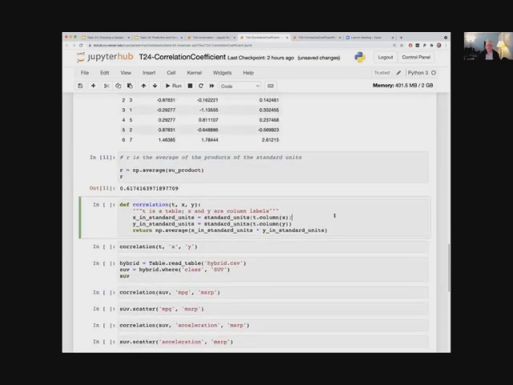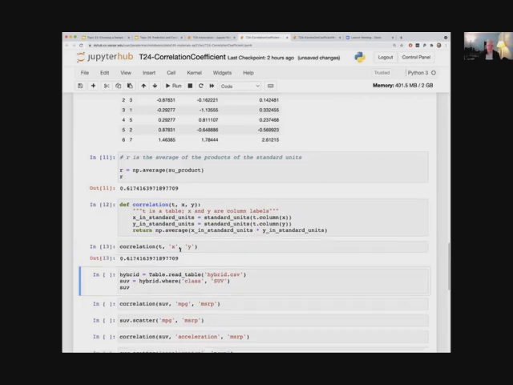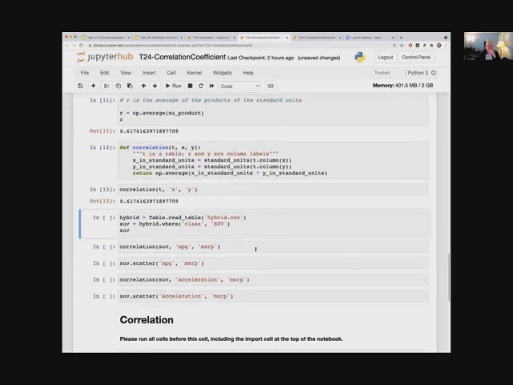Okay, so we can wrap up all of those calculations in a helper function. This helper function takes a table and two column labels, X and Y, and returns the correlation. All it's doing is first converting those columns to standard units, taking the product, and then taking the average of that. So now, instead of doing all of those calculations by hand, we can just call our helper function. You can see when we passed in our table T with X and Y, we got the same answer that we did doing it by hand.